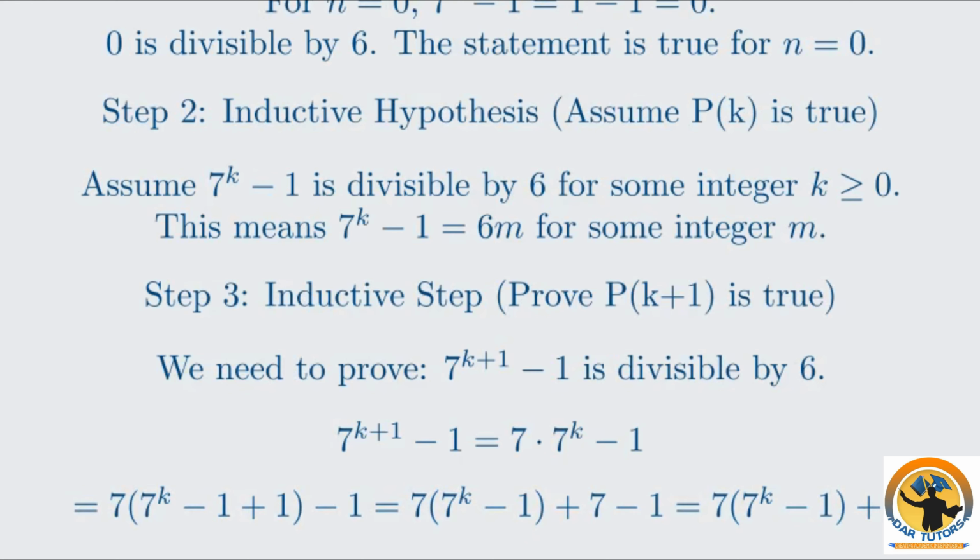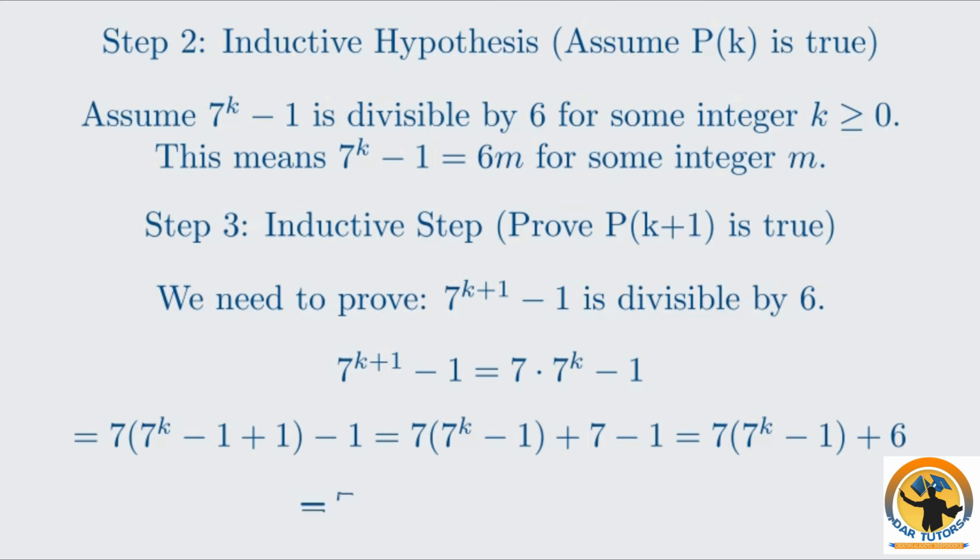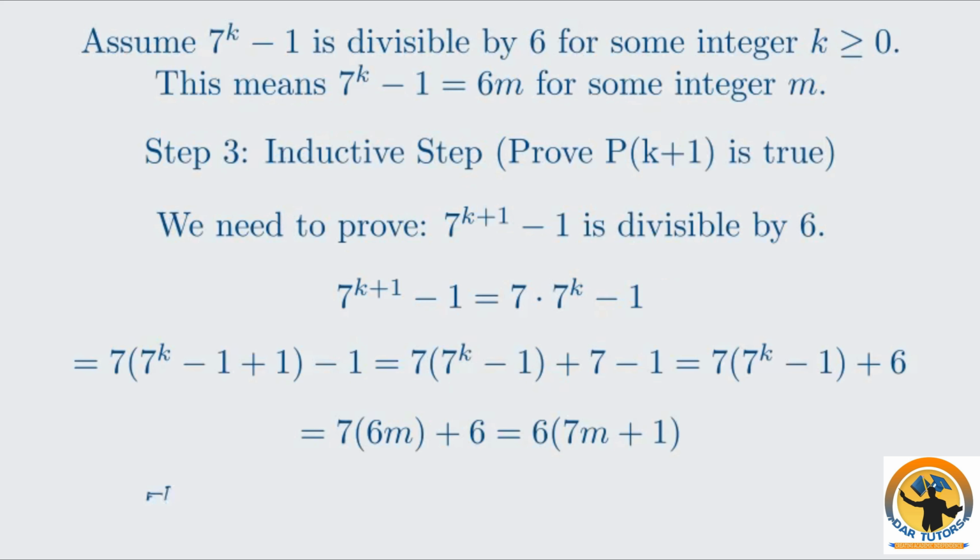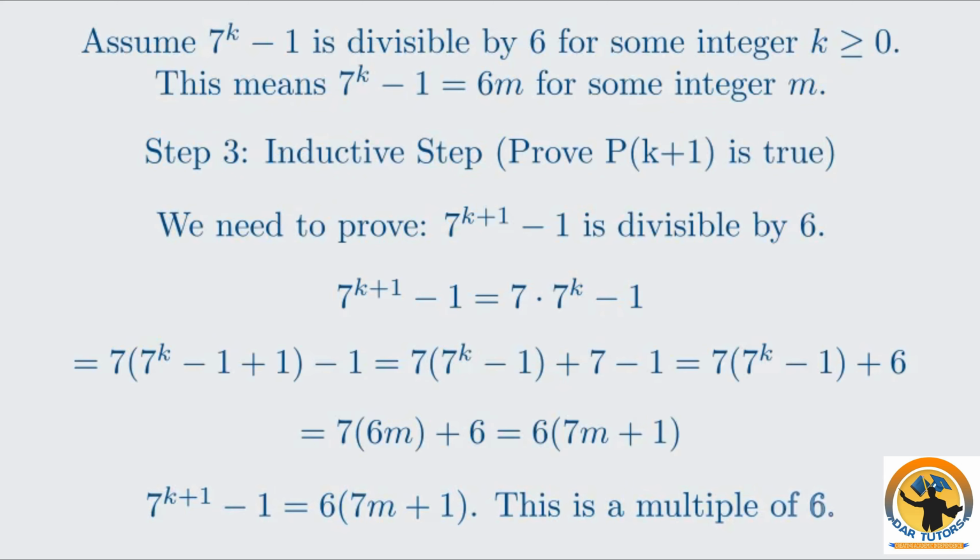Now we can use our inductive hypothesis. We assume that 7 to the k minus 1 is equal to 6m. Substituting this in, we get 7 times 6m plus 6. Factoring out a 6, we have 6 times the quantity 7m plus 1. Since m is an integer, 7m plus 1 is also an integer. This expression is clearly a multiple of 6. Therefore, 7 to the k plus 1 minus 1 is divisible by 6. We have successfully completed the inductive step.